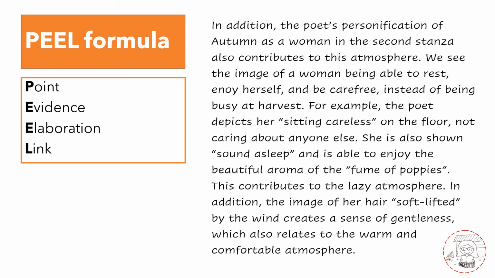So let's look at my first sentence. In addition, the poet's personification of autumn as a woman in the second stanza also contributes to this atmosphere. This is my point. It directly answers the question. We see the image of a woman being able to rest, enjoy herself, and be carefree instead of being busy at harvest. This is actually like an elaboration on the point, because I didn't manage to say everything that I wanted to say in my point sentence.